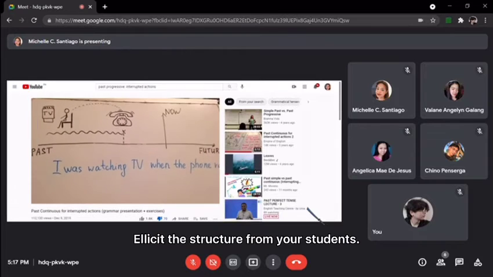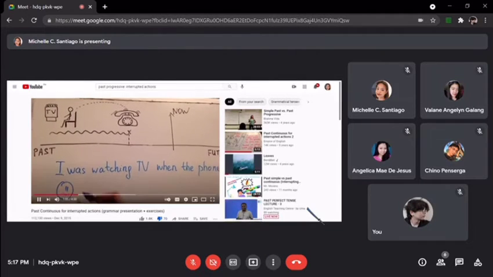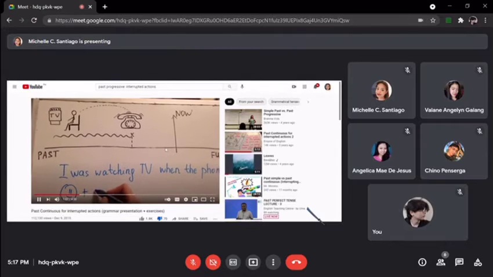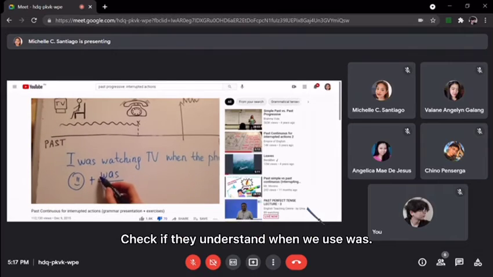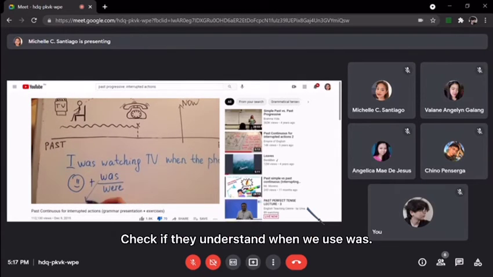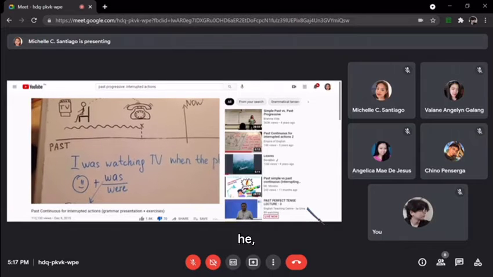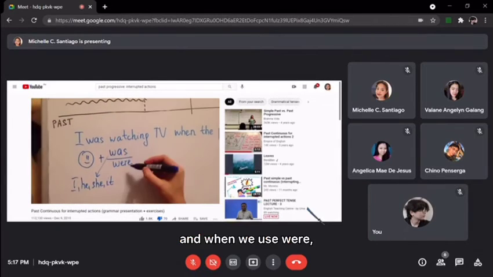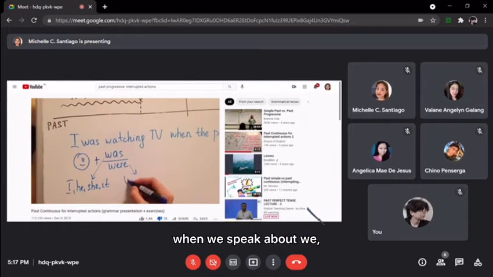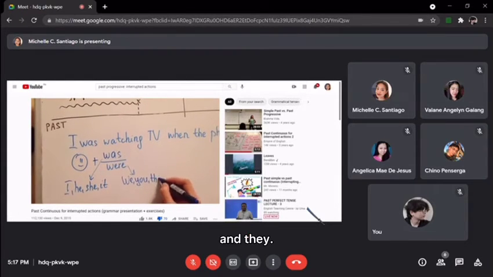Elicit the structure from your students. Somebody plus was or were. Check if they understand when we use was. So this is when we speak about I, he, she, and it. And we use were when we speak about we, you, and they.